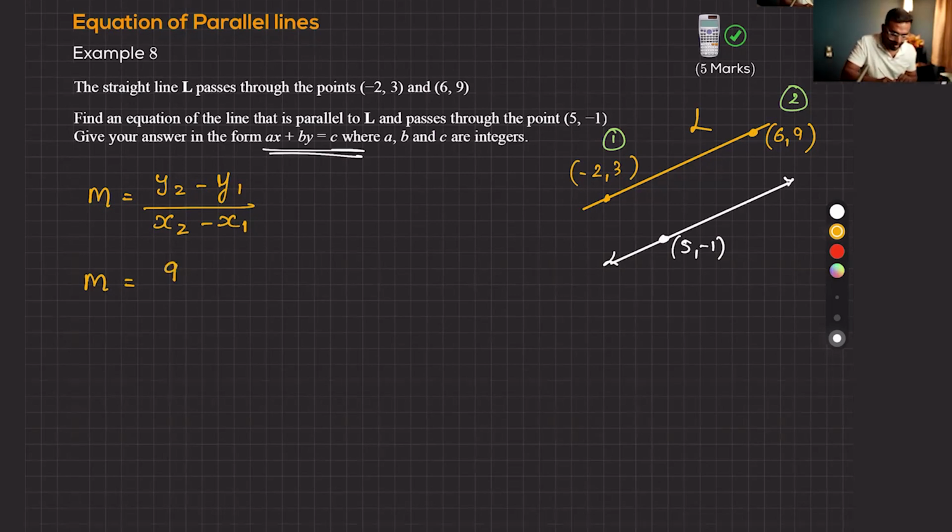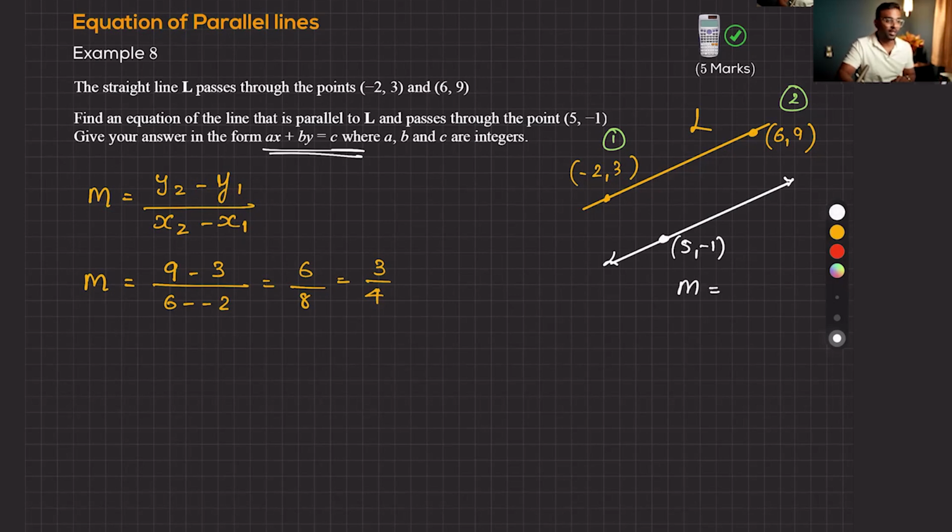So that will be 9 minus 3 divided by 6 minus 2, which is 6 out of 8. And that gives 3 by 4. 3 by 4. Would you all agree with that? Vinay, how did you get 2 by 3? Okay, so that is my gradient. What should be the gradient of the white line now?